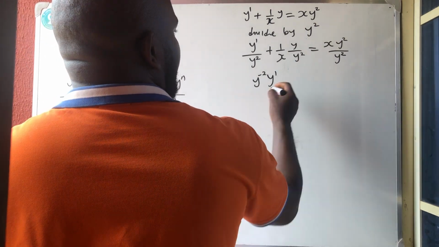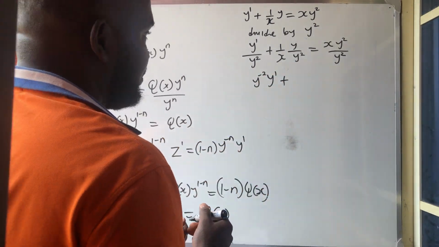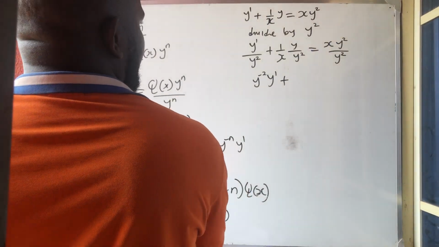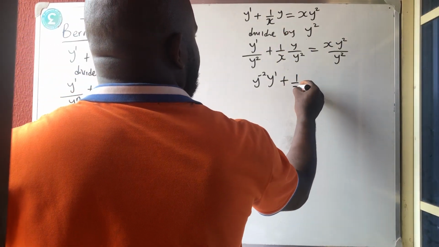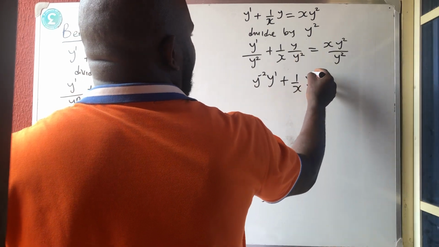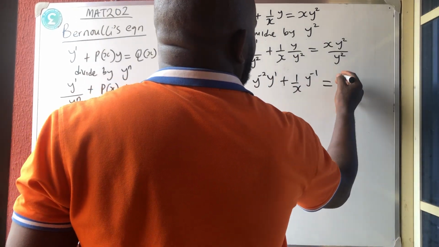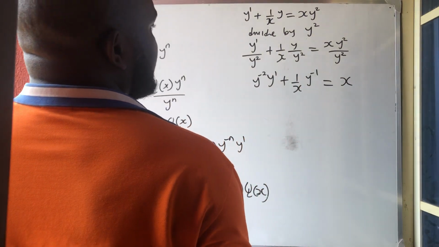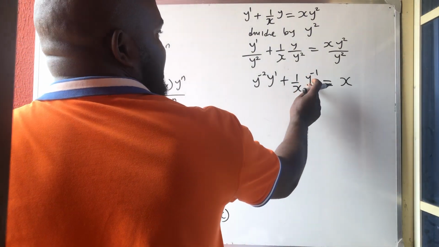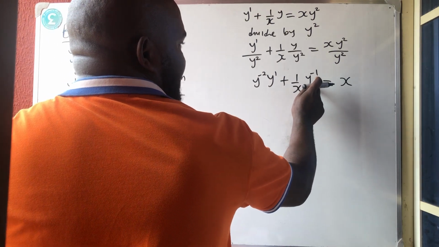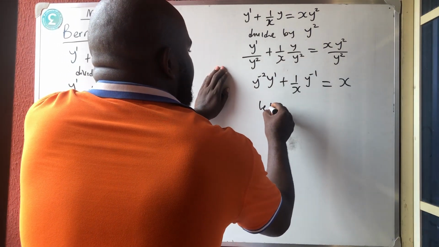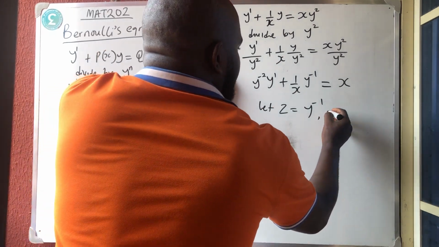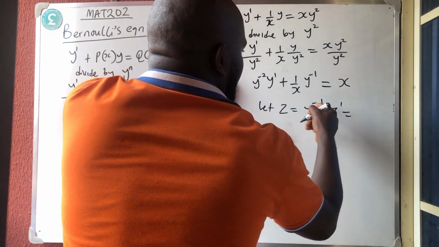You are getting it. Plus 1 over x, and these two will now give me y raised to power minus 1. It is equal to what? Here will now be x. So once you are done with it, say let z be anything I'm seeing here. Any y I'm seeing here will now be z. So let z be equal to y raised to power minus 1.